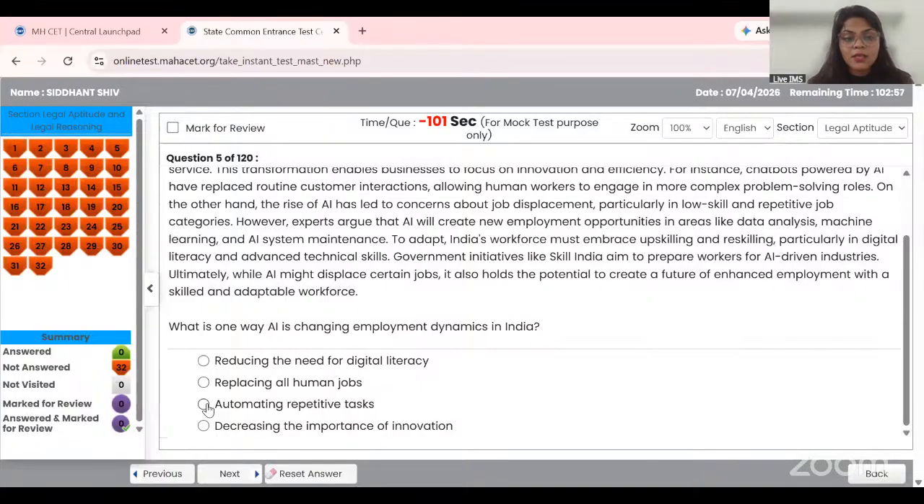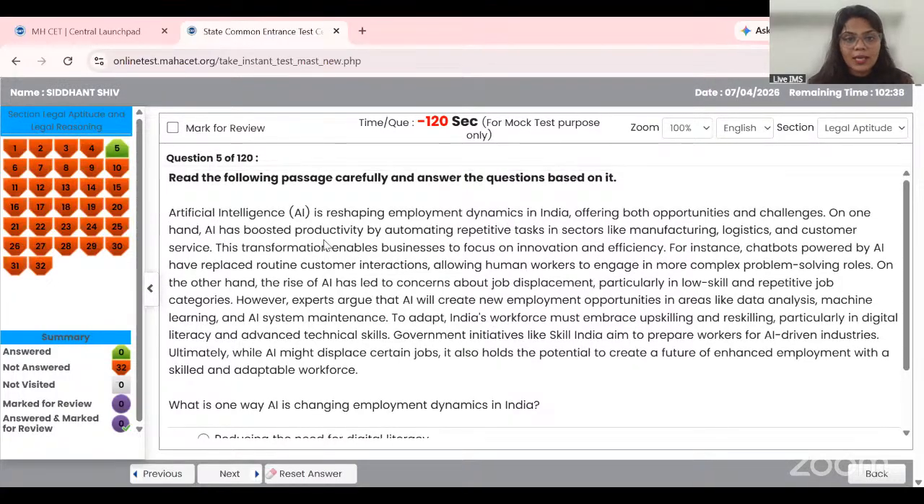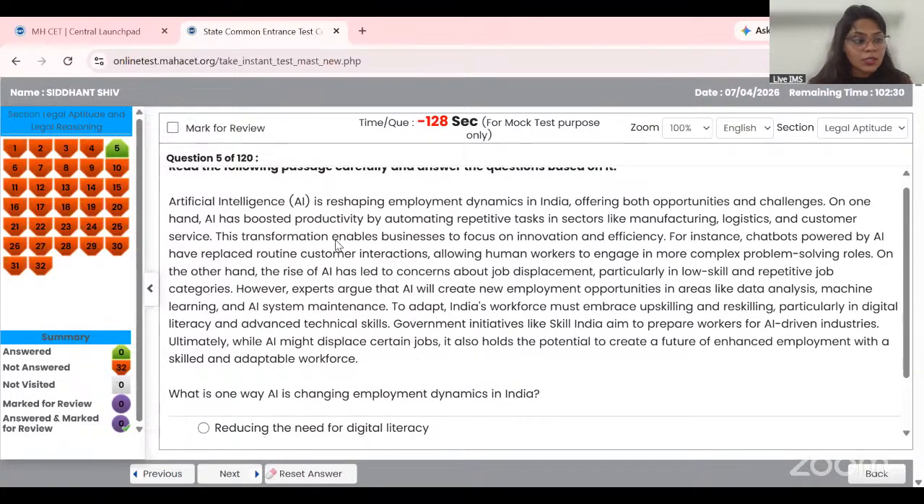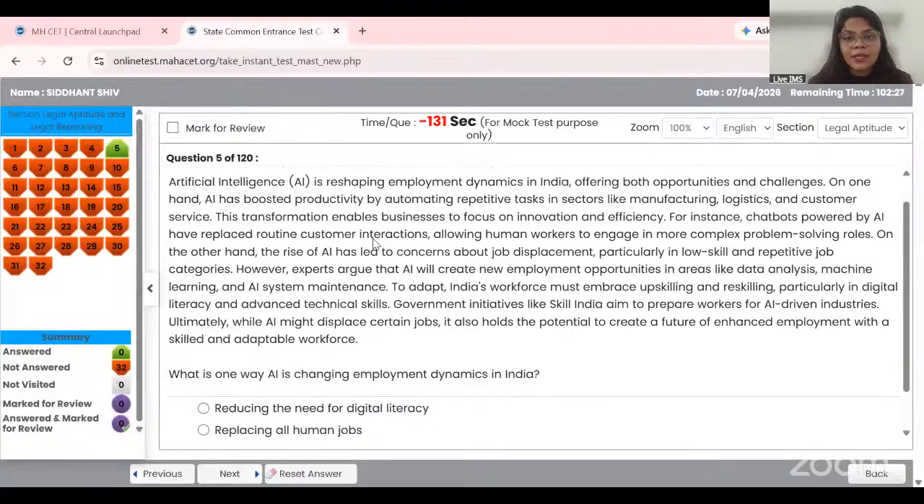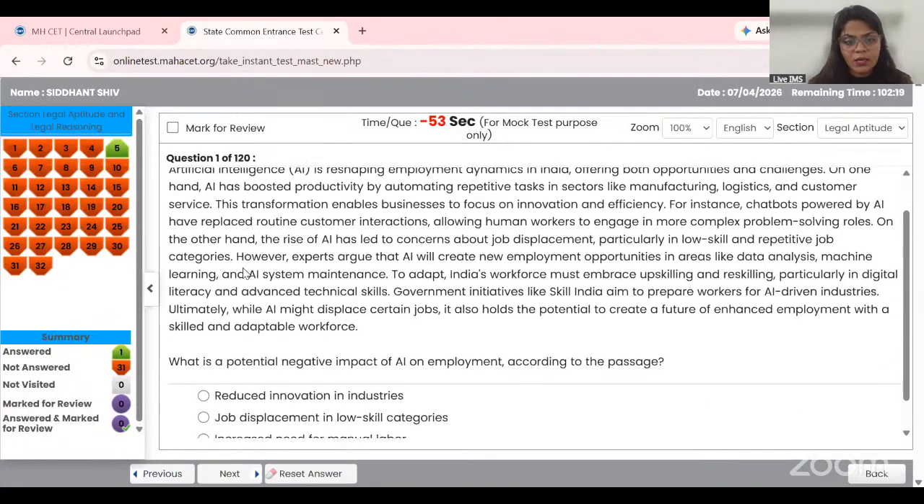So I would suggest that you make sure you are reading a line before and a line towards the end, right? Because sometimes certain explanations, sometimes certain caveats are also given. So that is something that you have to also understand. So your answer is here. AI has boosted productivity by automating repetitive tasks in sectors like manufacturing, logistics, and customer services. So your information is here somewhere in the third line. That is where we draw our answer from. And this is the fifth number question from which it has started. So I'll take you to the first question from where the passage starts, right?